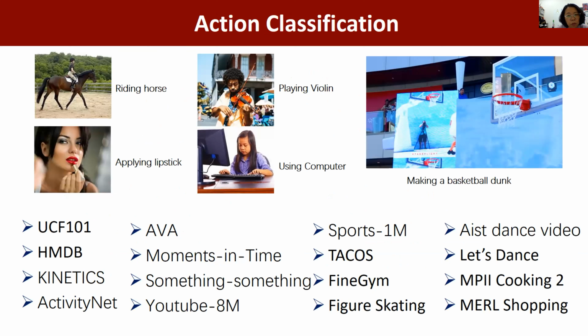To be specific, action classification is the classic task in computer vision. There have been different data sets to support the research in action classification, including, in the general domain, the earlier small data sets like UCF101 to the latest larger data sets such as ActivityNet and YouTube-8M, etc. There have also been data sets focusing on specific domains, including the sports domain, and more fine-grained ones like FineGym and figure skating, and dancing, cooking, and shopping. They focus more on fine-grained action recognition.